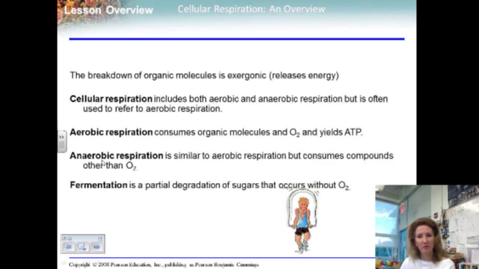So what is aerobic and anaerobic? Aerobic consumes organic molecules and oxygen, all right, and yields us some ATP. Anaerobic is similar to aerobic, but consumes compounds other than oxygen, doesn't use oxygen. An means not. Aerobic means oxygen. So you can remember those words and the difference that way. And we'll get to fermentation later. Fermentation is a partial degradation of sugars that also occurs without oxygen. We'll be doing a lab using some yeast with that.